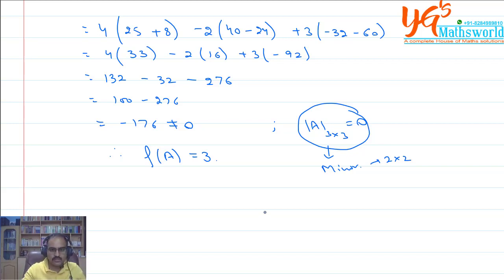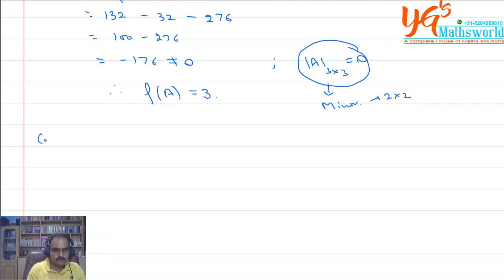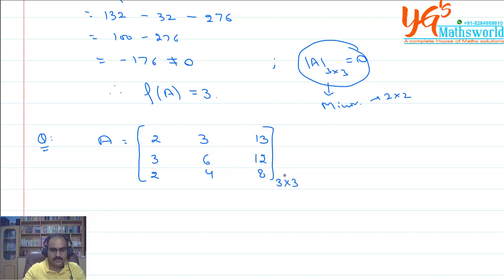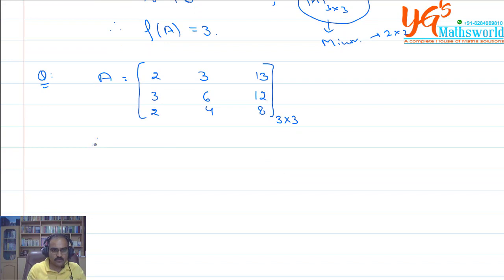So now the question is, we have a matrix A equal to [2, 3, 13; 3, 6, 12; 2, 4, 8]. Now again it is of order 3 by 3. Okay, so the first thing I know is that rank of A is less than or equal to 3.